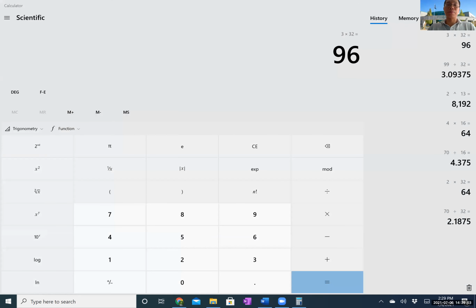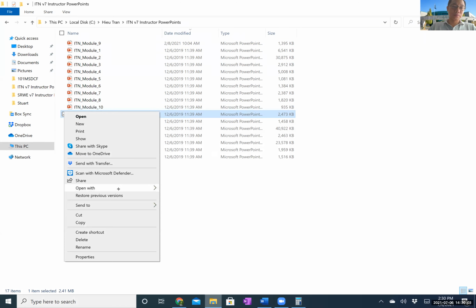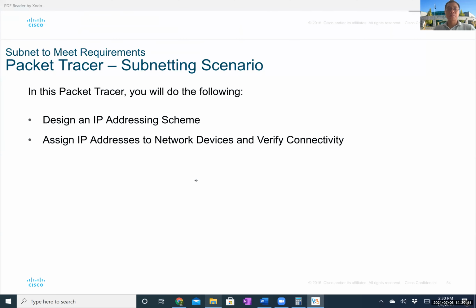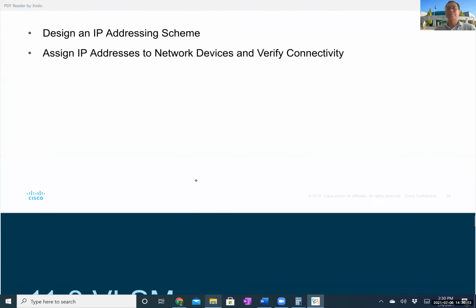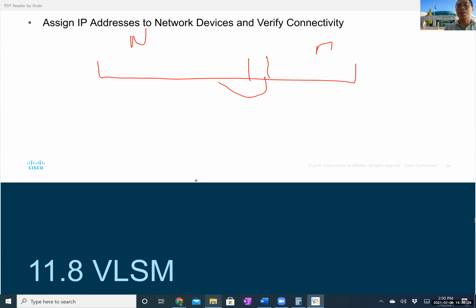So now I come back to my lecture. Remember that so far you know how to subnet. Basically, if you want to subnet, you just borrow some bits. You have the network portion and the host portion. You borrow some bits and bring them from the host portion to the network portion.